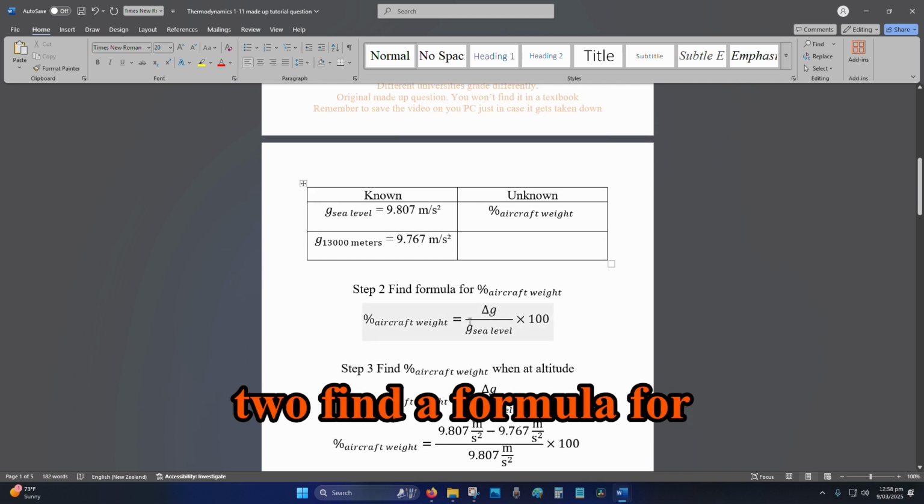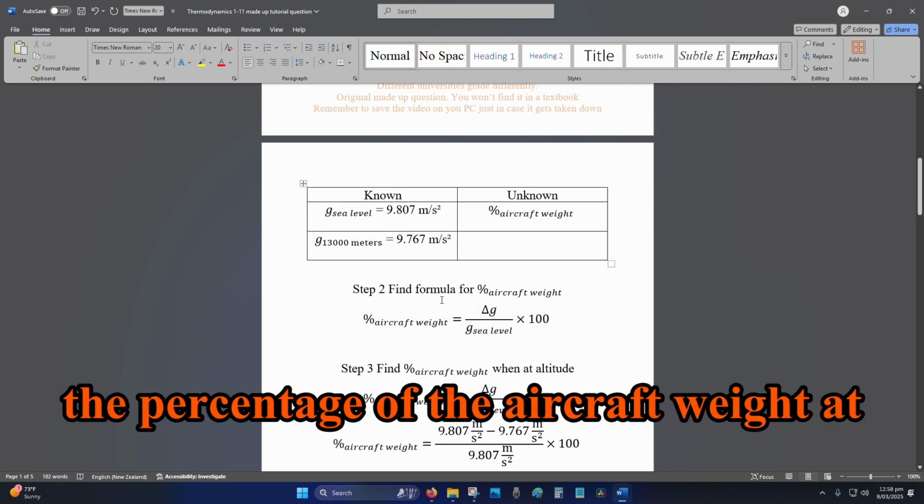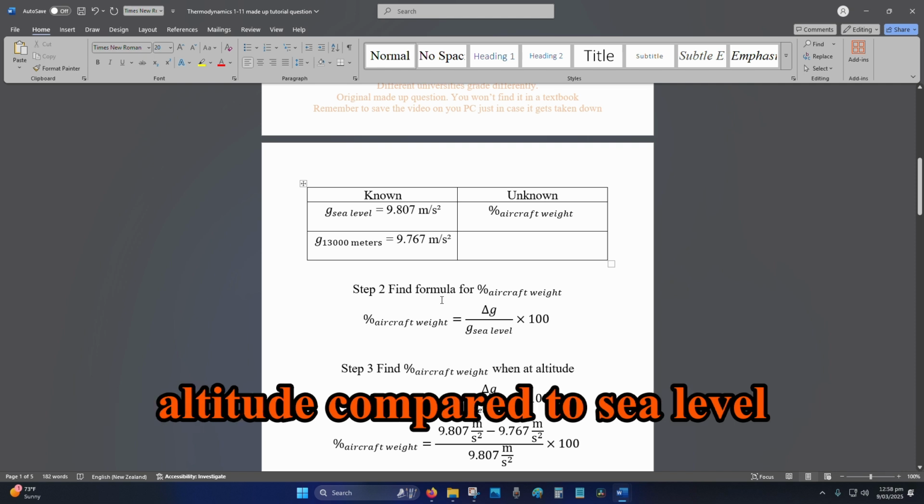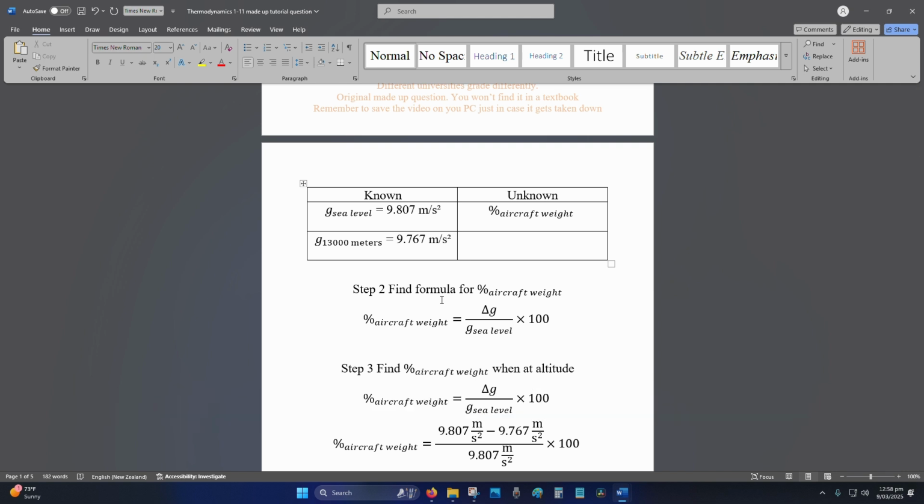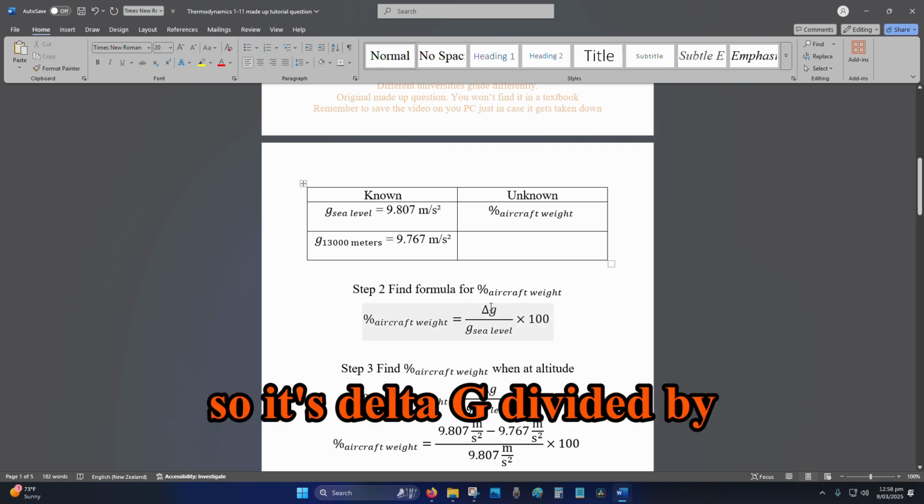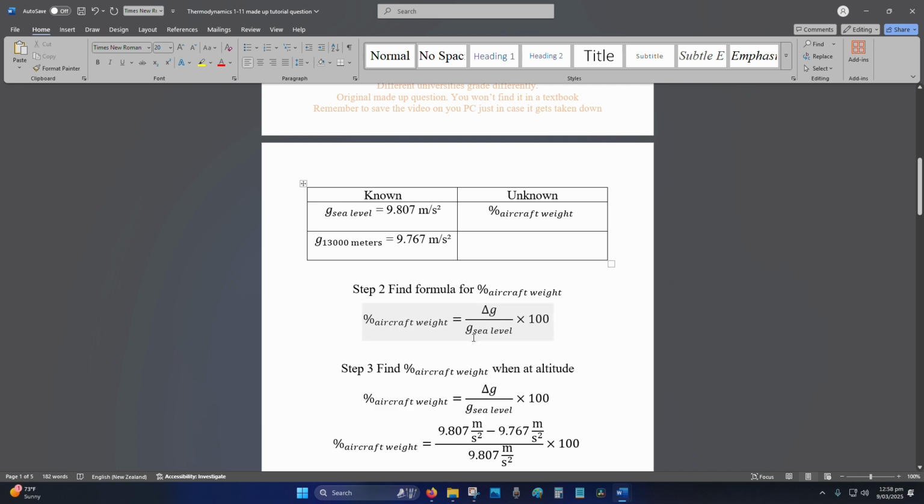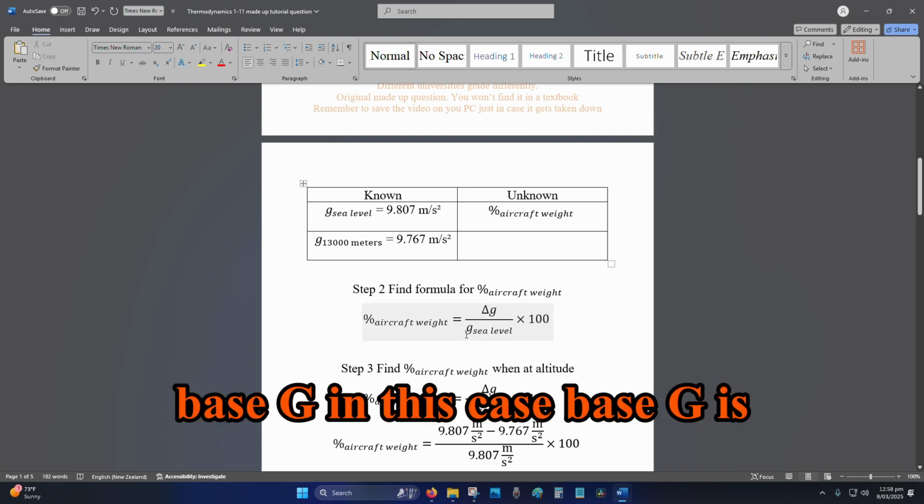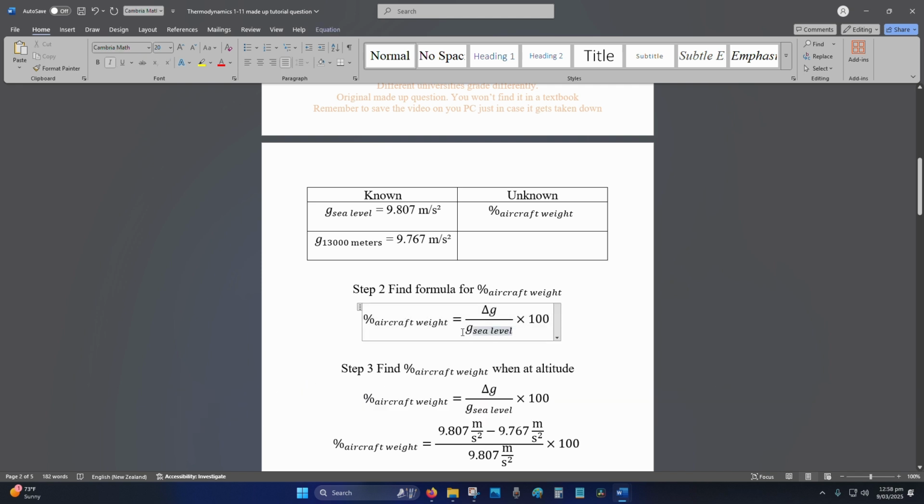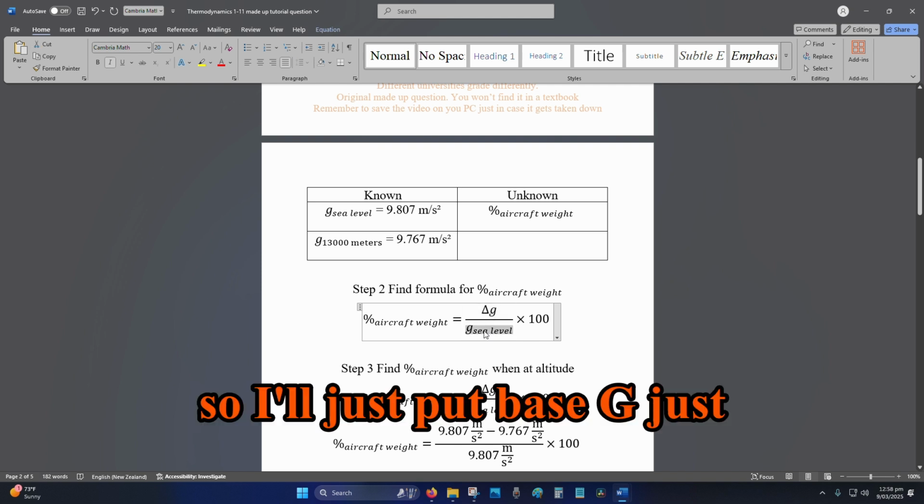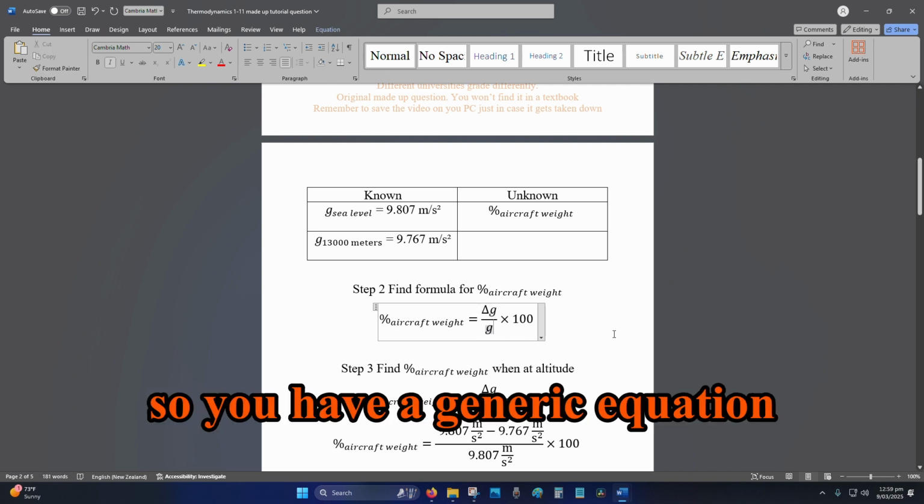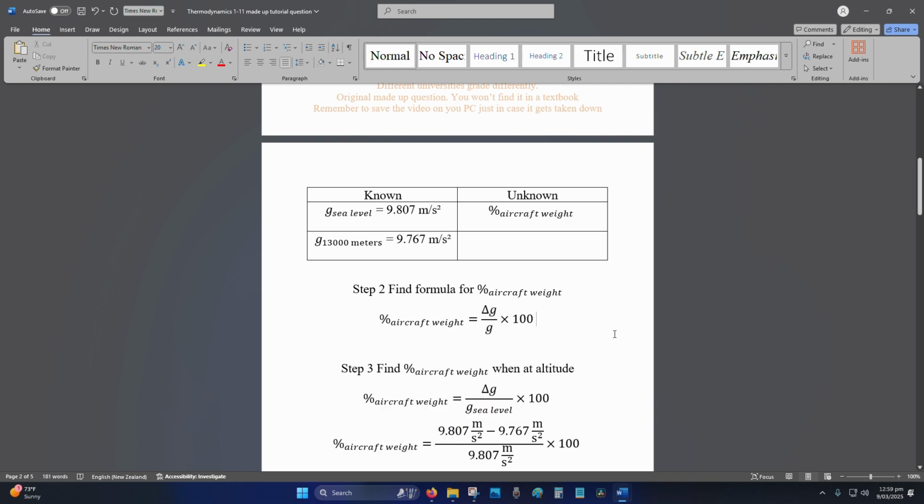Step 2, find the formula for the percentage of the aircraft weight at altitude compared to sea level. So it's delta G divided by base G. In this case, base G is just sea level, so I'll just put base G so you have a generic equation, and then you multiply by 100.